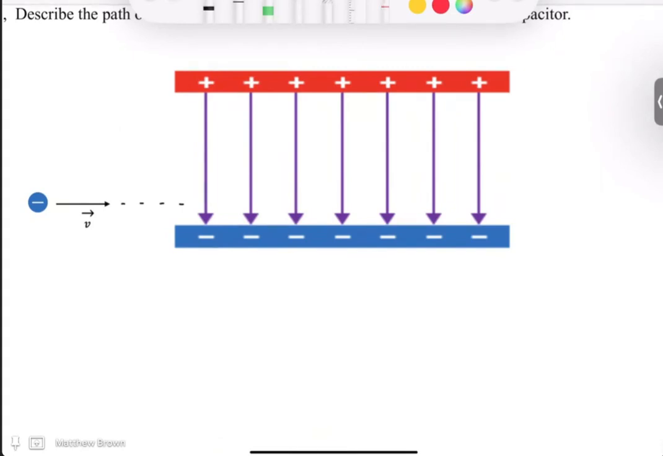And then, what's going to happen once it's here? Well, it's repelled by the like charges, the negatives, and it's attracted to the positive charges here. So we'll assume it's got enough velocity that it's going to make it through these parallel plates. But basically, because it's attracted, I would expect to see a curved path.